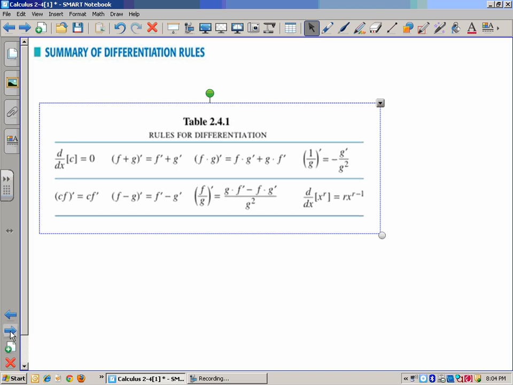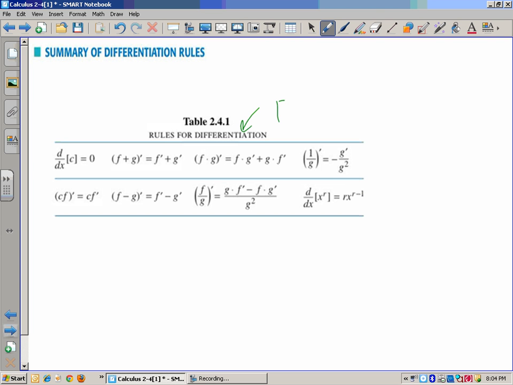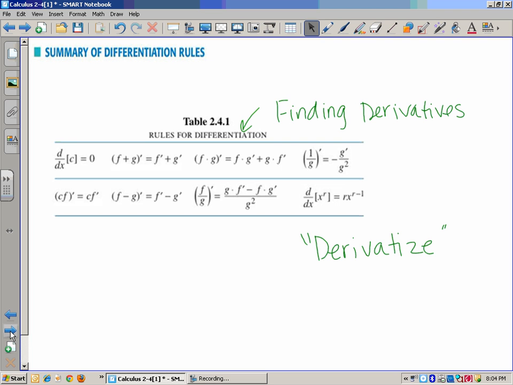Okay, so just to summarize, you have some rules for differentiation. This is, in simple terms, for finding derivatives. I like to use the word derivatize. We're going to derivatize in my class. So if we're going to add functions, you can split them up. That also works for subtraction. If you have it like this, you can rewrite it. A constant times a function is just the constant times the derivative. Here, the derivative of a constant function is 0.